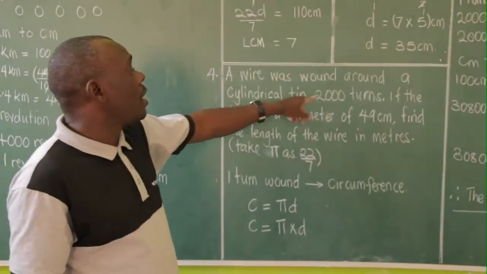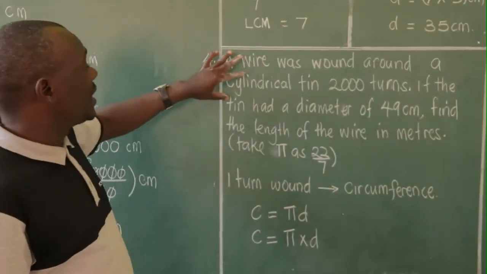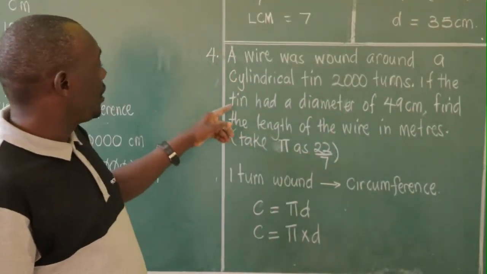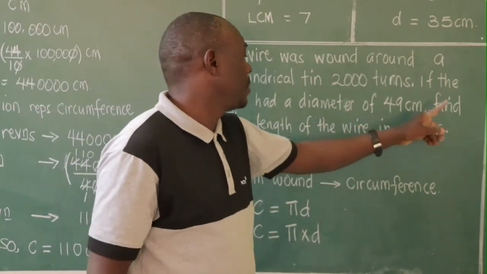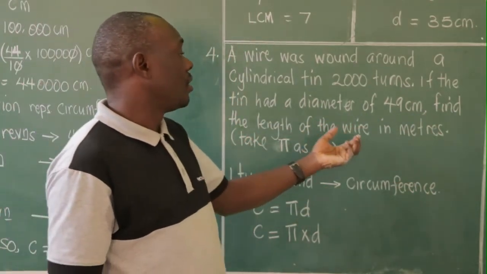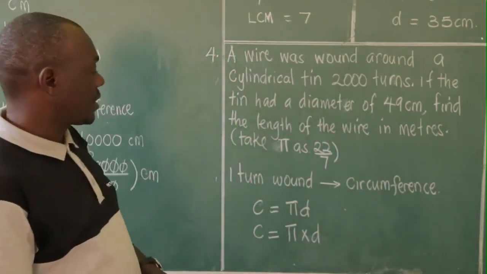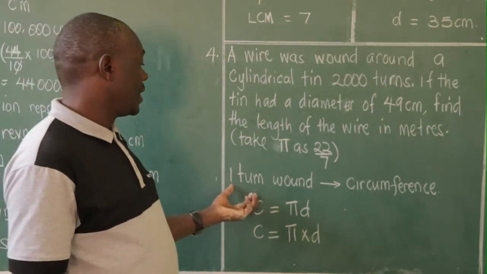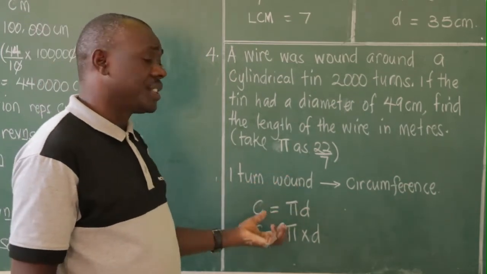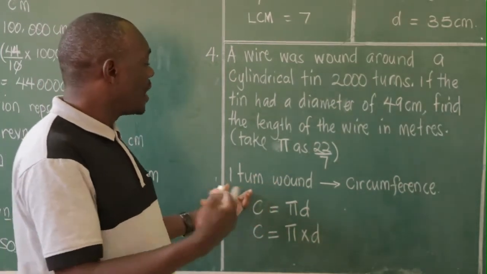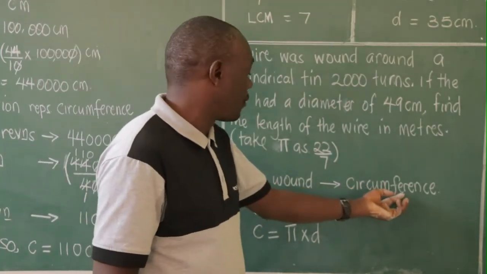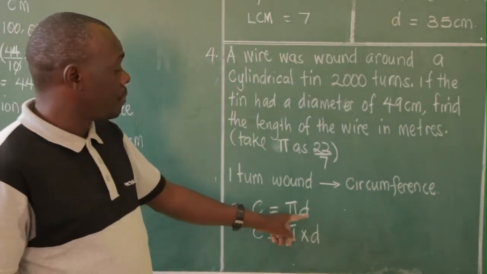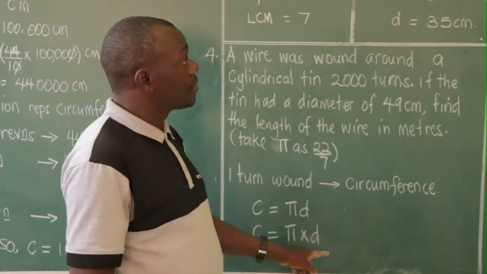So a wire was wound around a cylindrical tin 2,000 tons. If the tin had a diameter of 49 centimeters, find the length of this wire, but in meters. As we have learned from the practical part, you say 1 ton wound or 1 time wound. 1 ton wound represents circumference. Which circumference do we have? You say circumference called pi d. Circumference called pi times d.